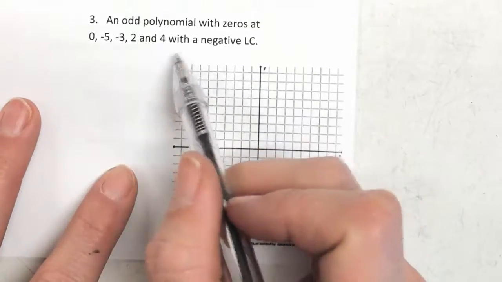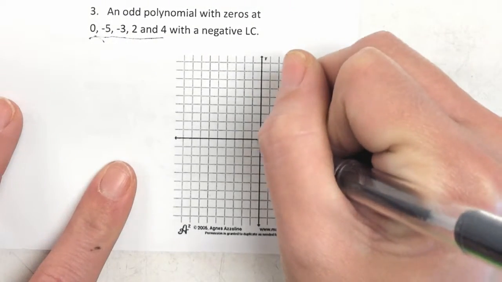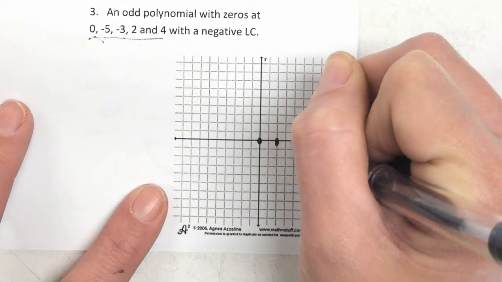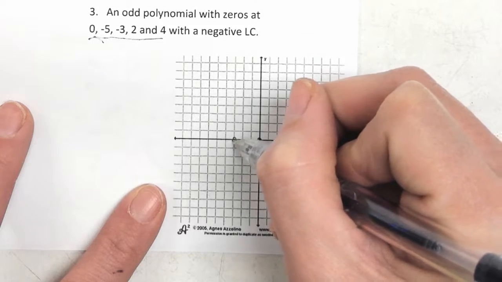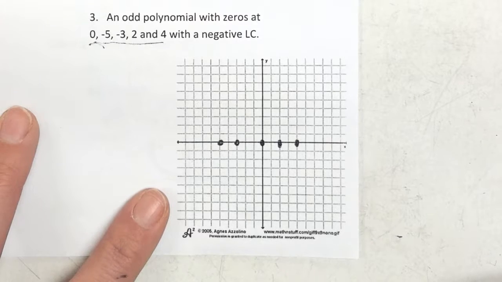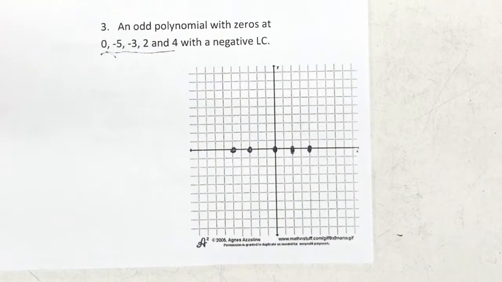Okay. Odd polynomial with zeros at these places, right? So we can go ahead and graph dots on all these places. So 1 at 0, 1 at 2, 4, -3, -5. It doesn't give us multiplicity, right? So we're just going to assume that all of them have a multiplicity of 1. That's what we'll assume. Okay? So is any of them going to kiss the graph? No, they're all going to go straight through it.